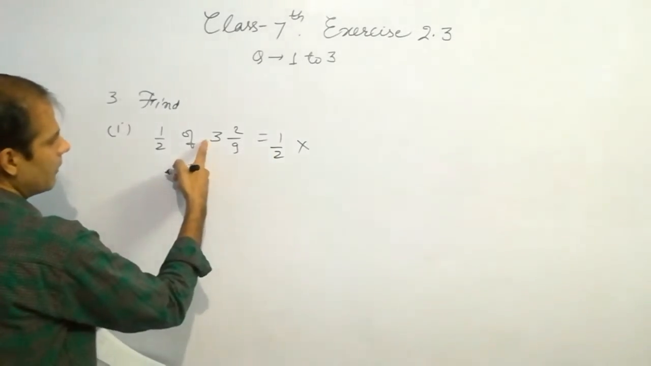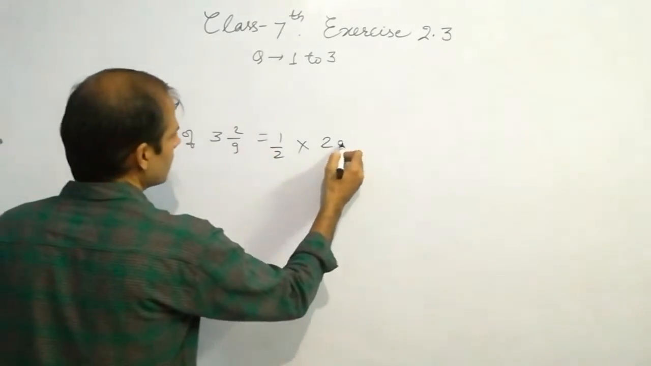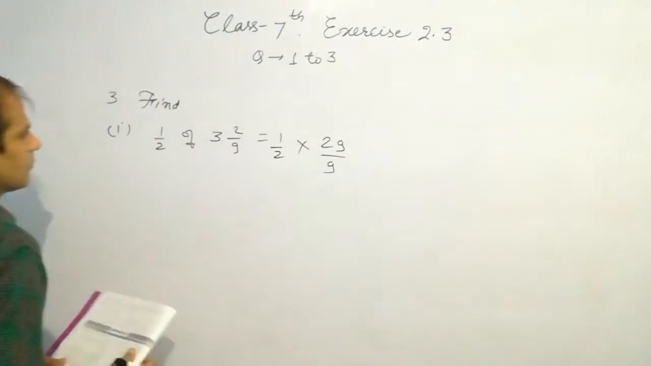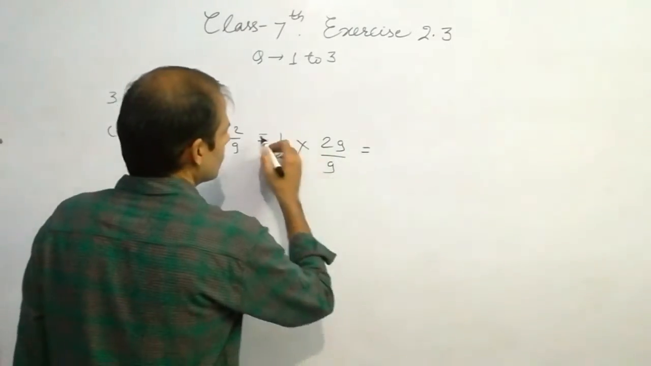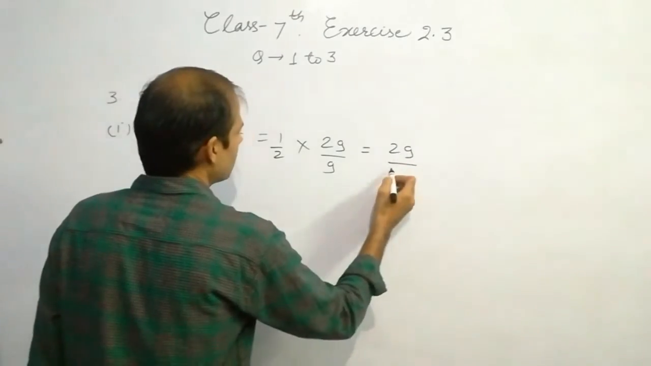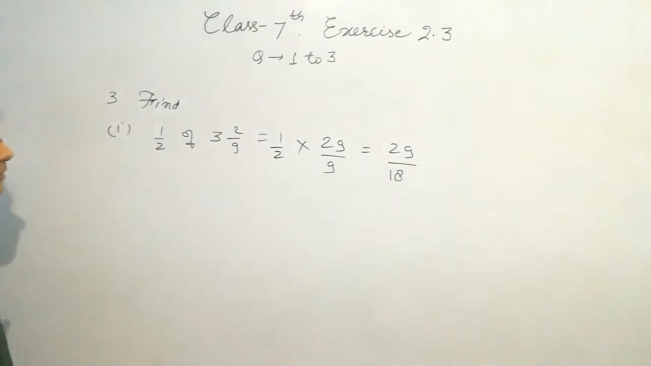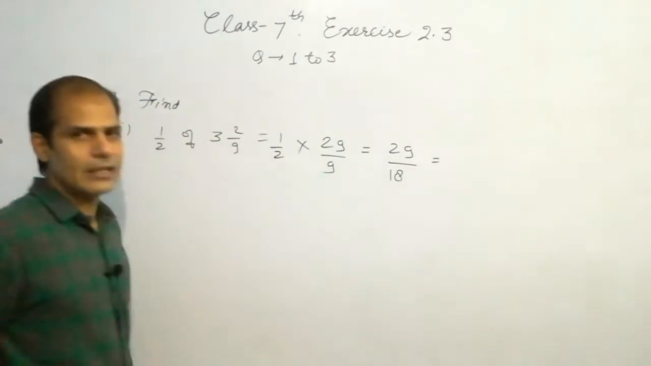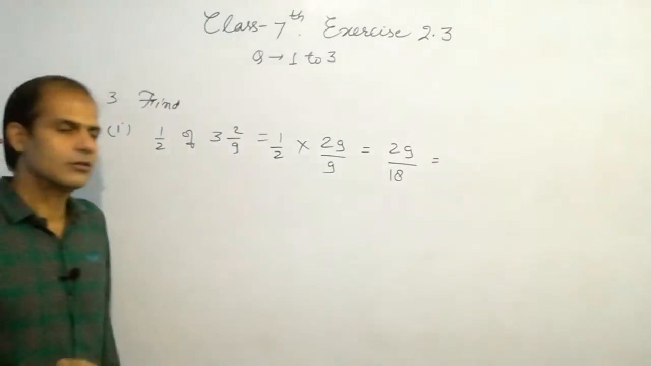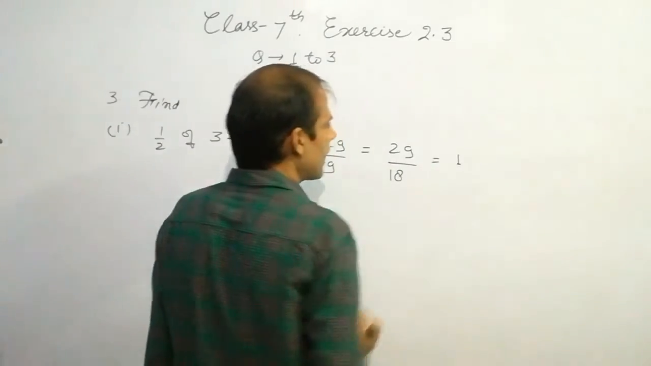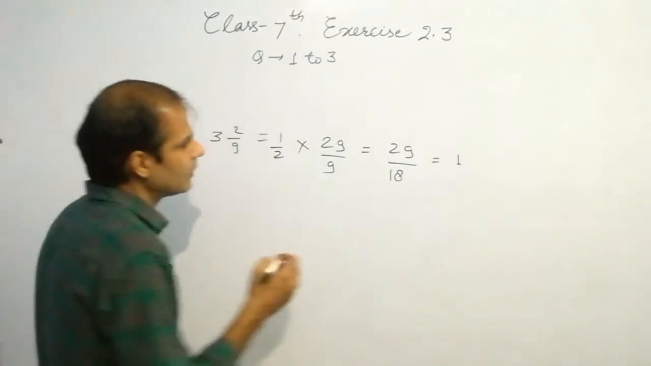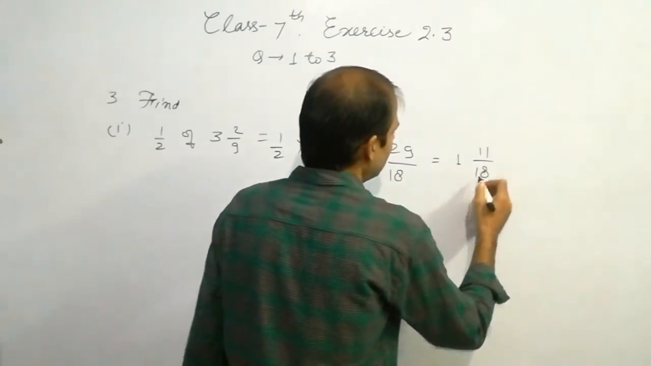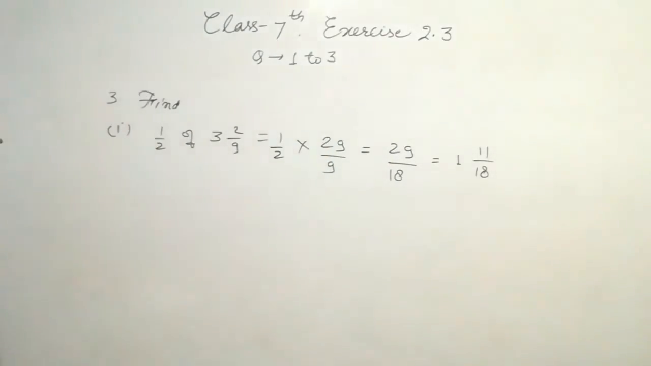9 3s are 27 plus 2, 29 upon 9. Now multiply all the numerators and multiply all the denominators. Perform the division. So as you can see, 18 1s are 18, 18 2s are 36. So we consider 18 1s are 18. What is the remainder? 11 is remainder, and we write 18. So the answer is 1 and 11 upon 18.